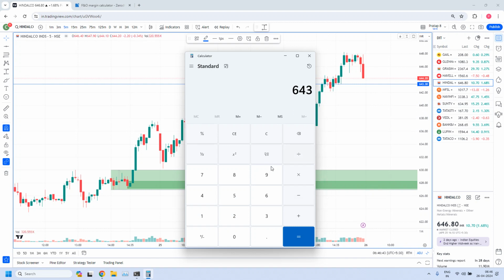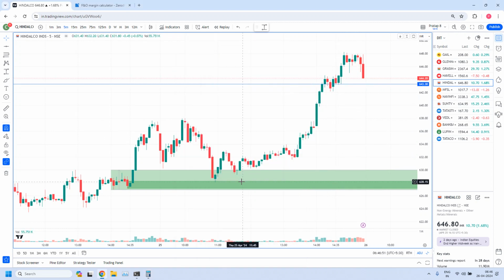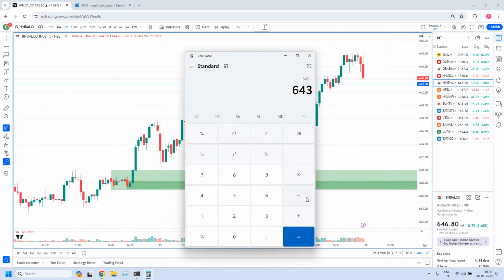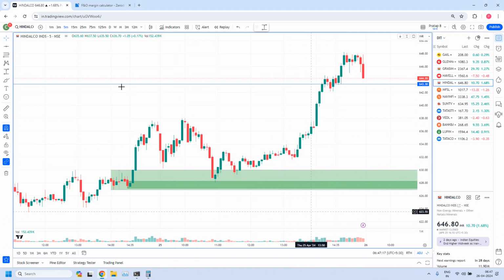Let us assume there you exited. I am just taking rough, round values for easy calculations. So let us say this is around 628 rupees. We took a trade, if not 628, say 50 paisa we have taken, a little above. 628.5. You got 14.5 rupees profit on each stock.